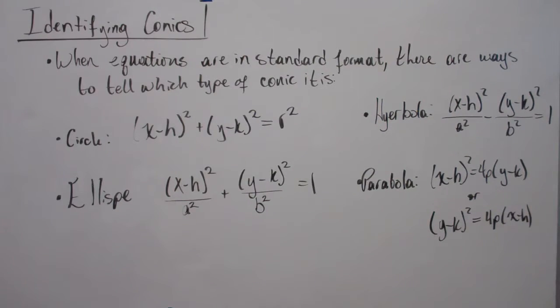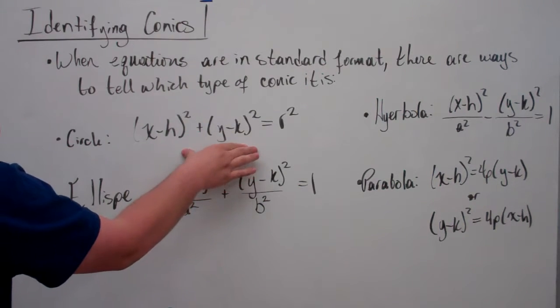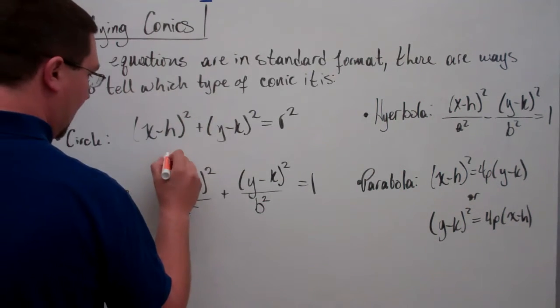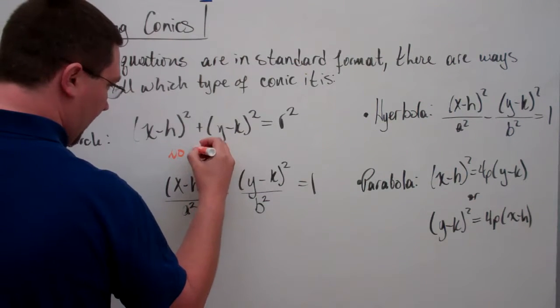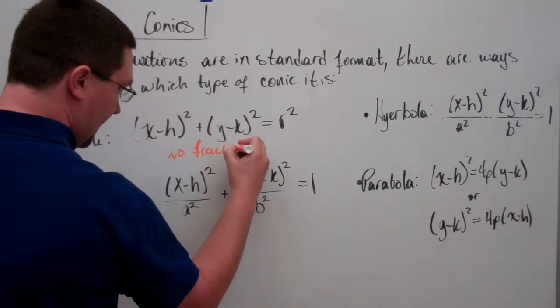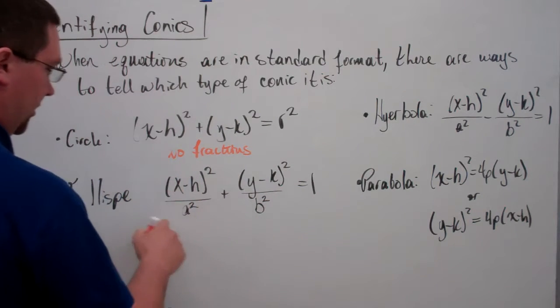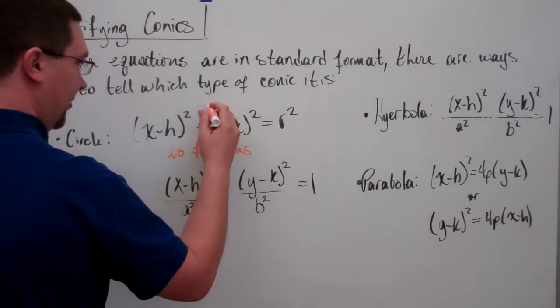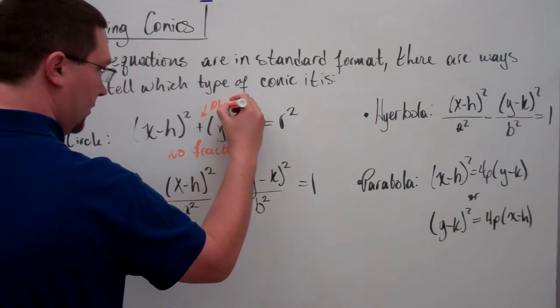Alright, this video is on identifying conics. When equations are in standard format, there are still ways to tell which kind of conic it is. Here's your basic equation for a circle. How is it different from the other four equations? Well, for one thing, there are no fractions. As you can see, ellipse and hyperbola have fractions. There are no fractions for a parabola either, but what also differentiates it is this plus sign.